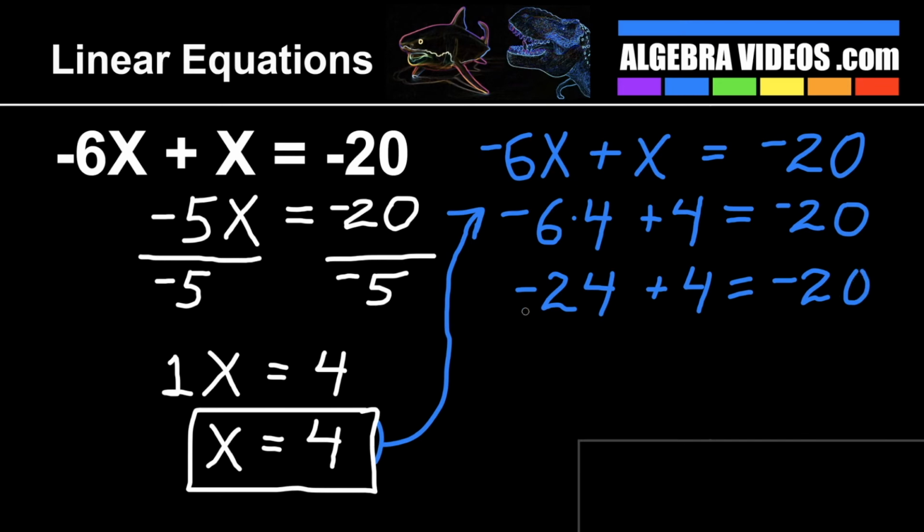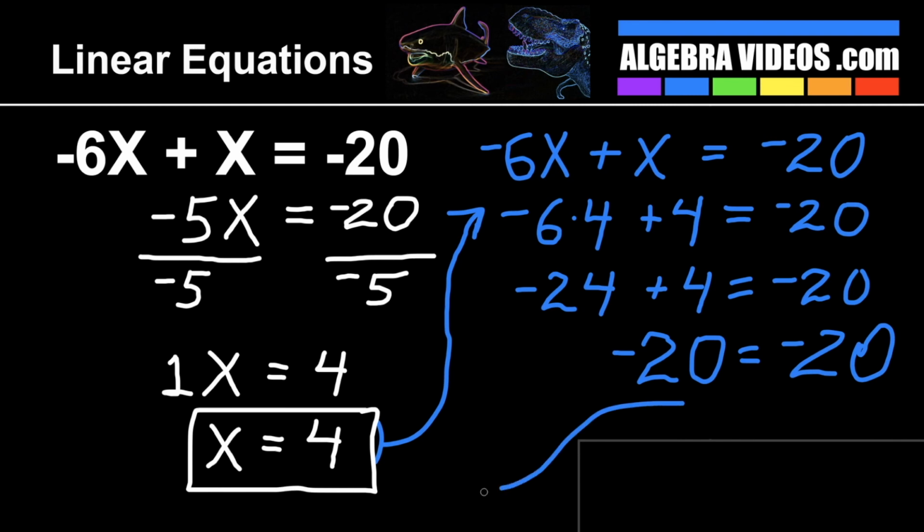Now going back to the left side and simplifying, negative 24 plus 4, that's a negative 20. And that equals negative 20. I just rewrote what's on the right side. So this worked. Negative 20 equals negative 20. We got the same number on both sides. Our equation is equal, and that means that our solution of x equals 4 was correct.